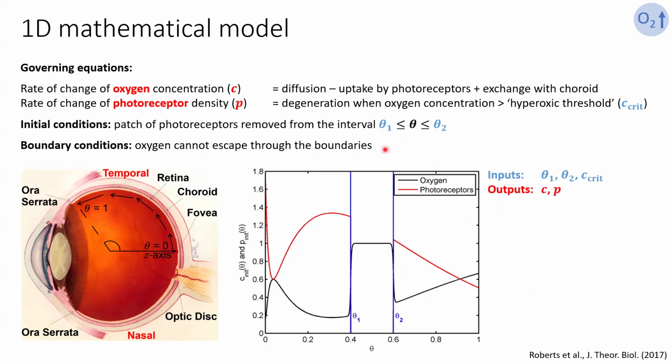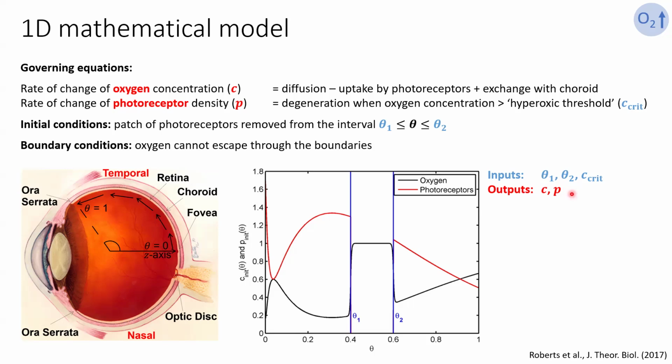To summarize then, the inputs to this model are θ1, θ2, and C crit, so the edges of the boundary of loss of the initial condition and the hyperoxic threshold, and the output is the evolving concentrations of oxygen and density of photoreceptors through space and over time.